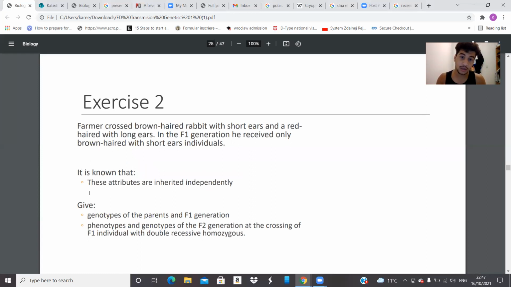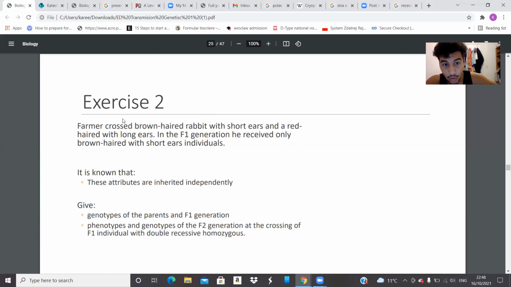Easy. A farmer crossed a brown haired rabbit with short ears and a red haired rabbit with long ears. It says in the F1 generation, he received only brown haired with short ears. So we know that brown haired with short ears is dominant. Why? Because it says here that it crosses a brown haired rabbit with short ears and a red haired rabbit with long ears.